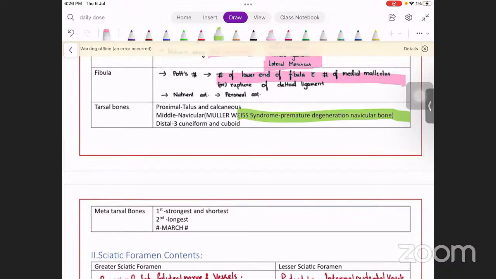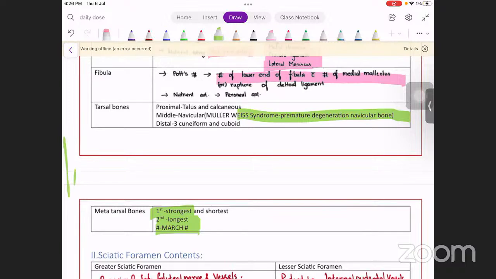And apart from that, you have the metatarsal bones. The first metatarsal bone is the strongest one, and the second metatarsal is the longest one. And fracture of a metatarsal could result in a March fracture.